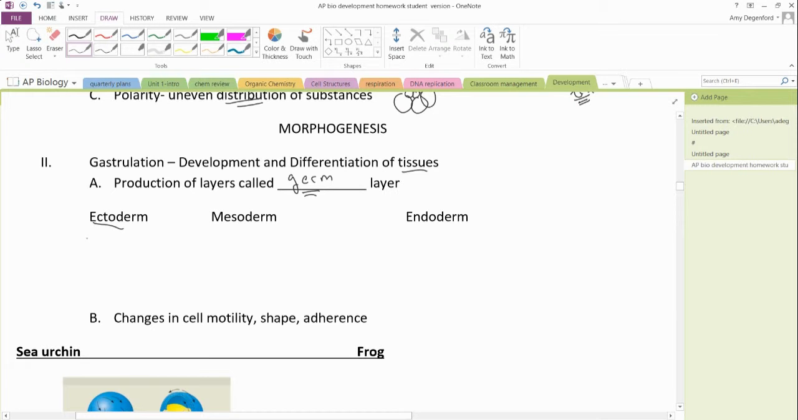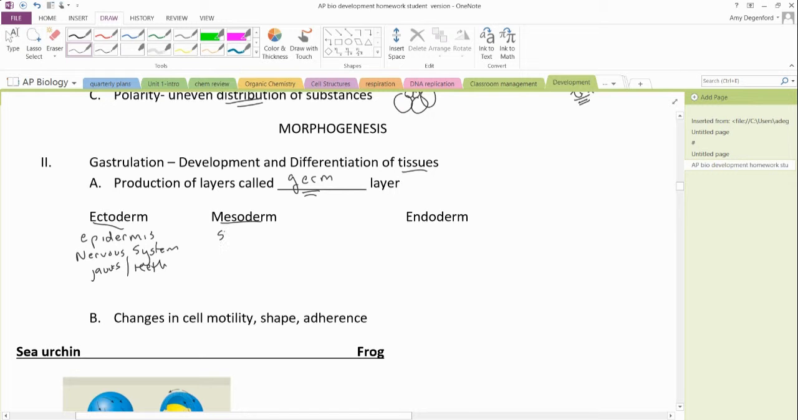Now, the ectoderm is going to give rise to the epidermis of the skin, the nervous system, which may seem a little counterintuitive at first because this is something on the outside, but it's making something that's underneath. But you'll see how that happens. It also develops the jaws and the teeth.